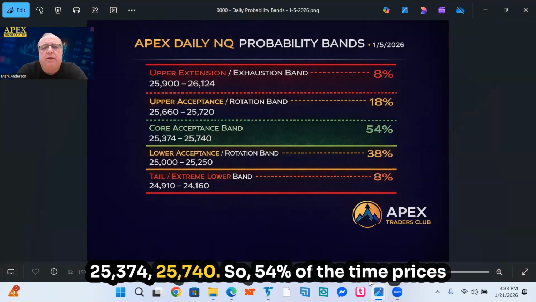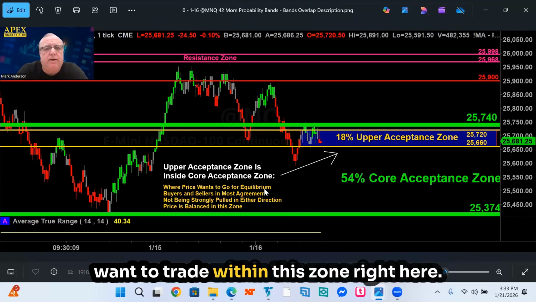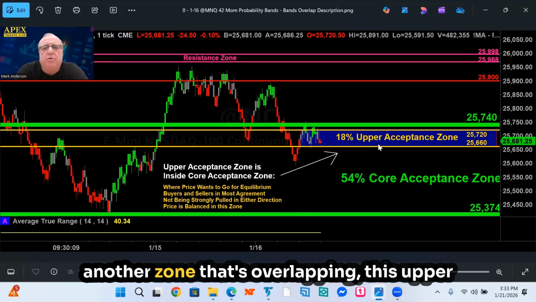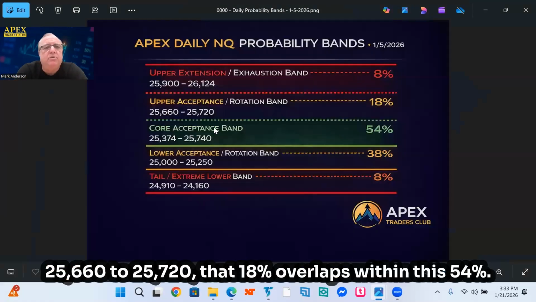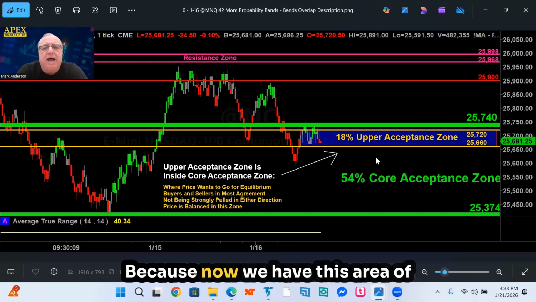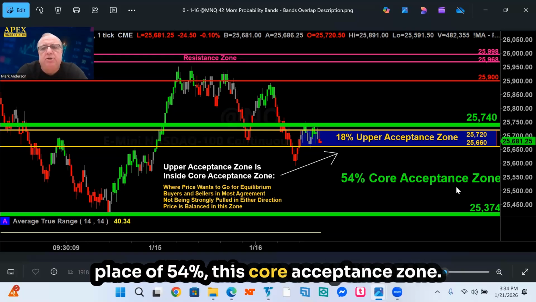25,374 to 25,740. So 54% of the time, prices want to trade within this zone right here. Now, what's interesting is we also have another zone that's overlapping, this upper acceptance zone of 25,660 to 720, which is right here. That 18% overlaps within this 54%. Now, that's huge. Why is that huge? Because now we have this area of 660 and 720 within the happy place of 54%, this core acceptance zone.